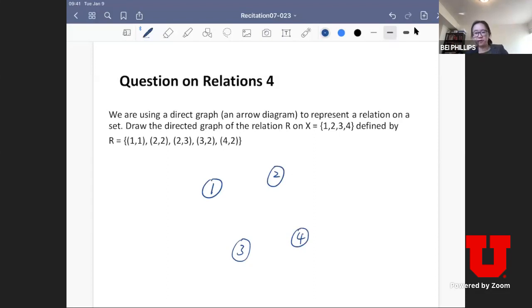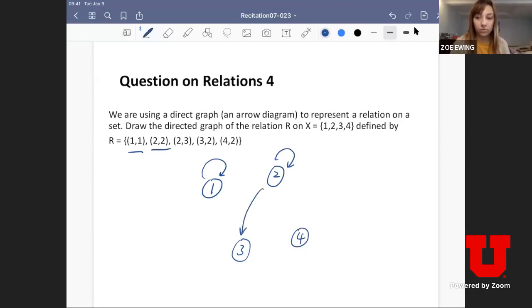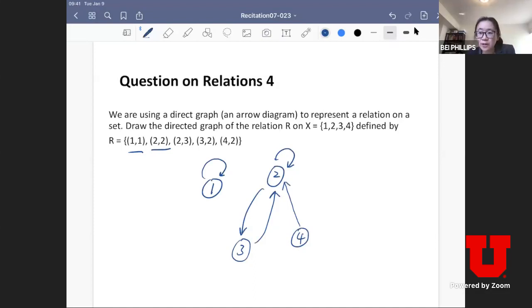Okay, do I have a volunteer? How does my arrow diagram look like? In the chat, Brendan said 1's arrow loops to itself. 2's arrow loops to itself. So that's 1, 1, 2, 2, okay? What else? 2 points to 3. 3 points to 2. And 4 points to 2. Exactly. That is my arrow diagram. That shows a relation among the elements in X. Okay.